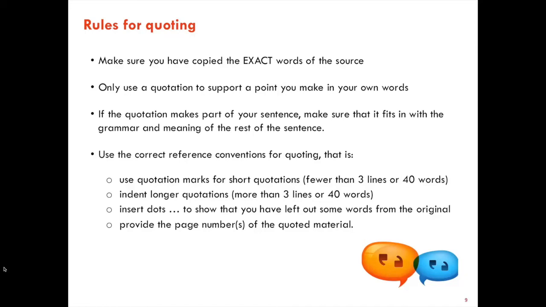3. Inserting 3 dots where some words have been left out. You can do this as long as the intended meaning is not altered. Some systems require square brackets around the dots. 4. Putting square brackets around words or letters you've inserted to make the quotation fit your sentence grammatically. Again, the intended meaning can't be altered. 5. Finally, the page number or numbers where the information was found in the source must be included in the citation or reference.